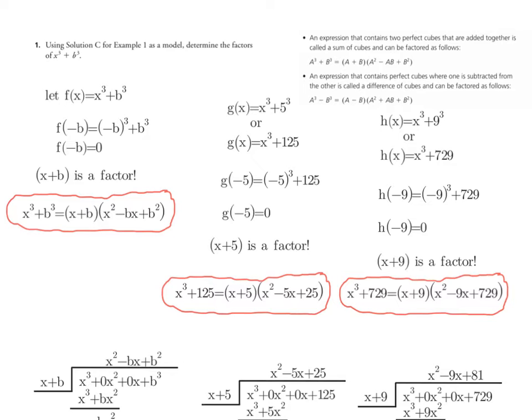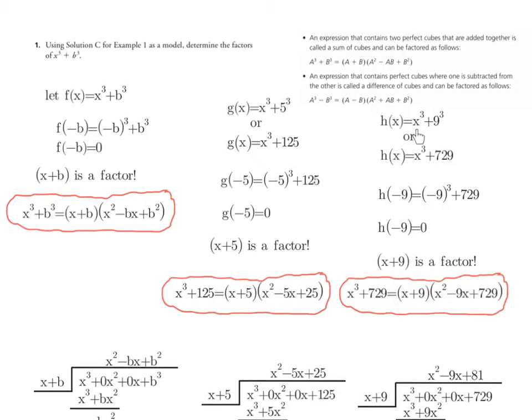So a lot of people like to memorize this, and that's totally fine. If you ever have a perfect cube and another perfect cube and they're being added together, you can easily factor it just by taking, in one bracket, the sum of the two numbers that were being cubed, and then in the other bracket you square the two numbers that are being cubed, and in the middle you do minus the product of the two numbers. So here it's x being cubed and 5 being cubed, and so you have an x and a 5. In the middle you have minus 5 times x. On the left you have x squared, and on the right you have 5 squared.